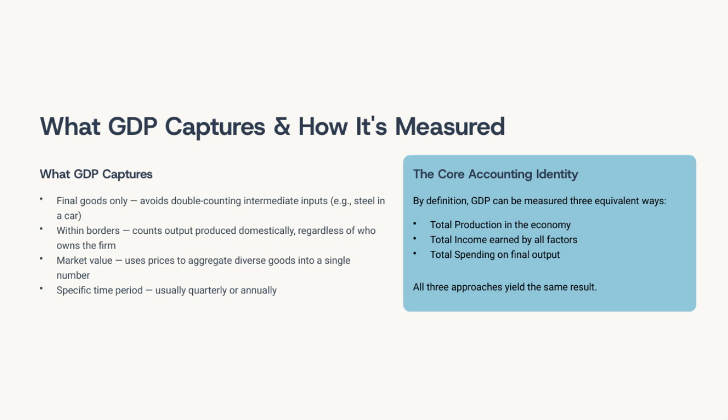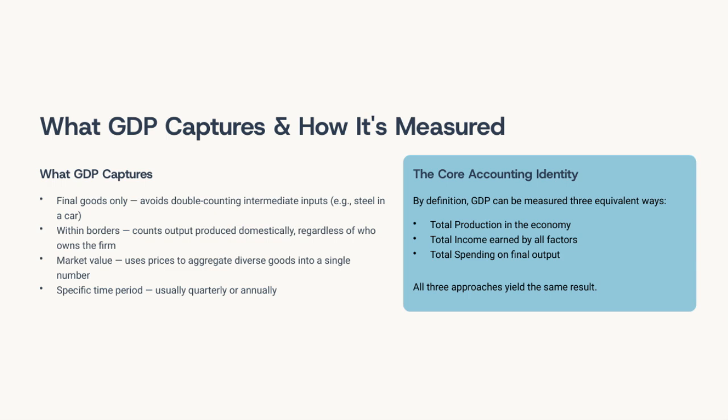Fourth, it uses market value, meaning it sums everything based on prices to give a single, comparable number. And finally, GDP is measured over a specific time period, typically quarterly or annually. This helps us track the economy's performance over time.